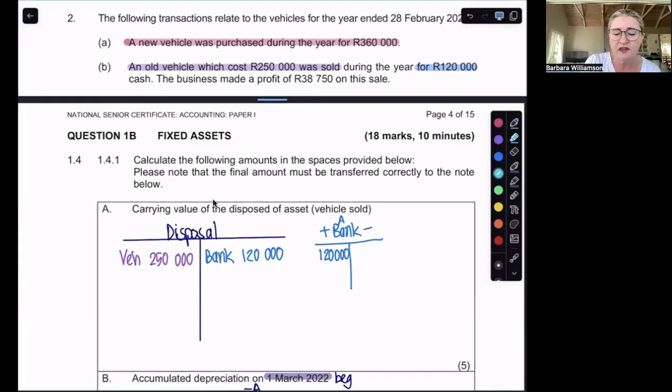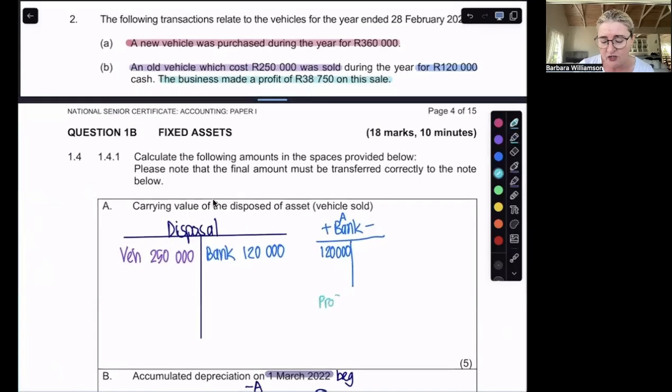We're then told that the business made a profit of 38,750. So that means that in the disposal account, I'm going to show the profit, which normally we work out as a missing figure, but in this case, there's going to be something else. If you're not sure what side it goes on, show your profit account. Your profit account is an equity account. Equity goes minus plus, which means that you would have put the disposal on the credit side of the 38,750, which means that you would show it on the debit side of disposal, 38,750.